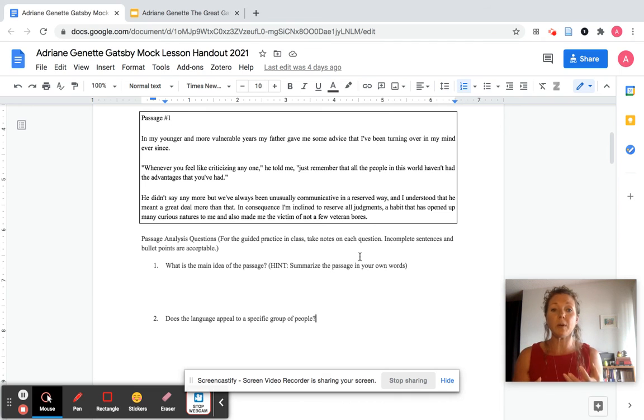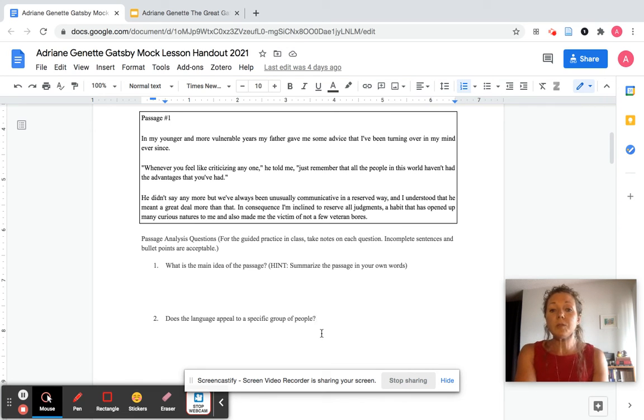What we're trying to do at this point is really deconstruct the rhetorical strategies of this passage to ultimately arrive at what we think the audience values and believes. So let's take a look at number 2, and then we're going to have some independent time to work on number 2 as well as the remaining questions. So does the language appeal to a specific group of people?